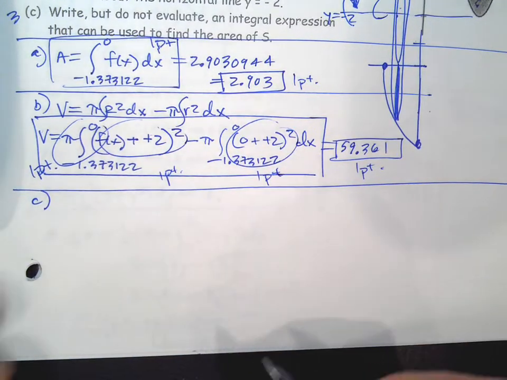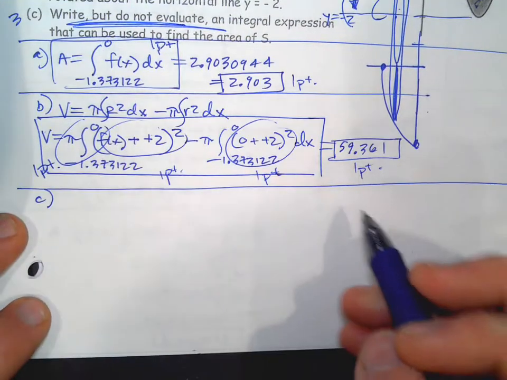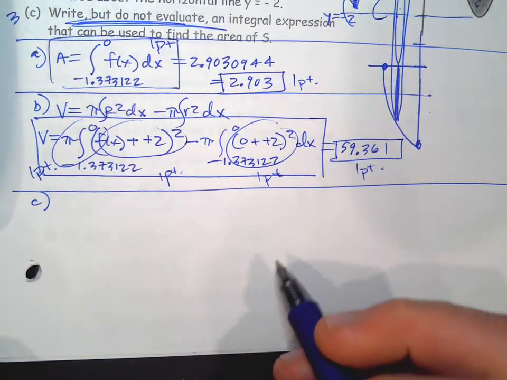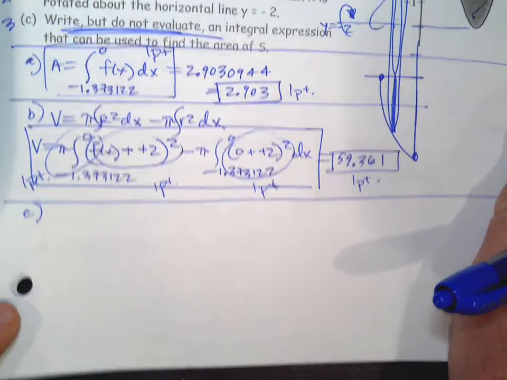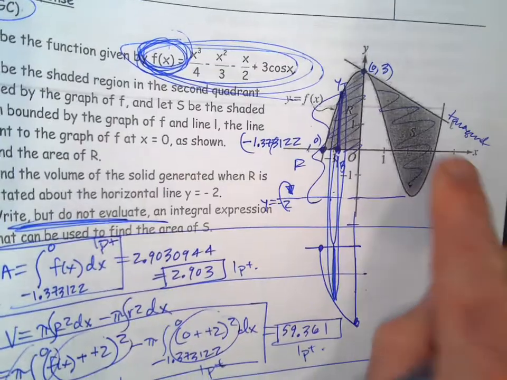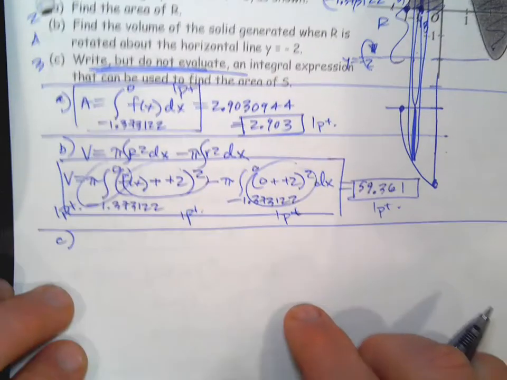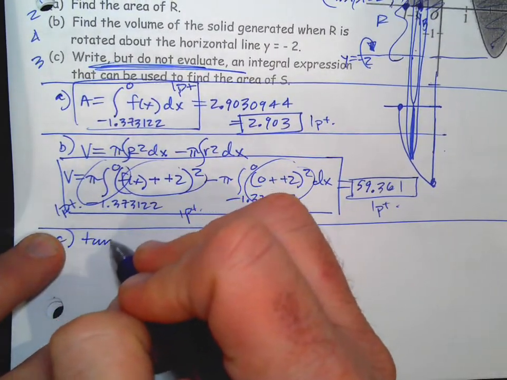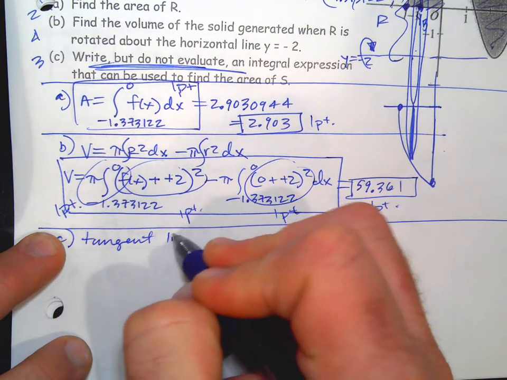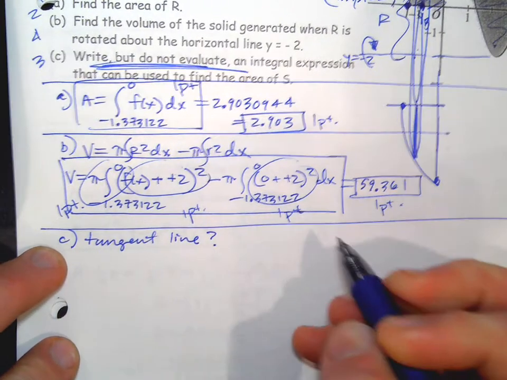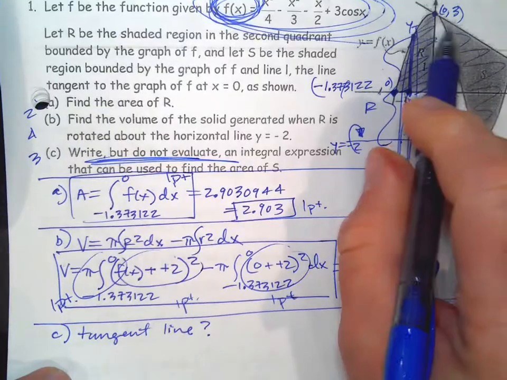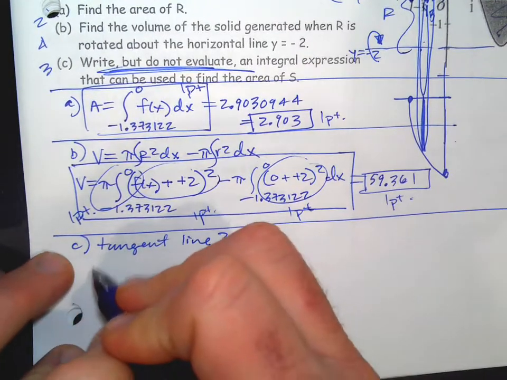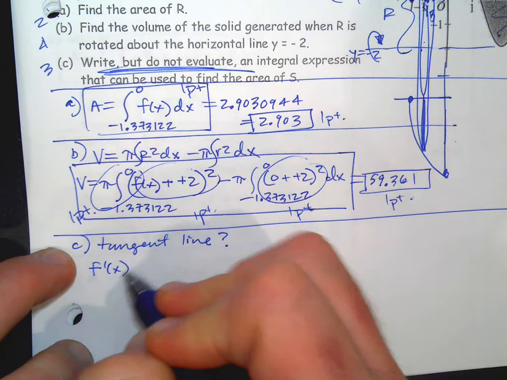C: write but do not evaluate an integral expression that can be used to find the area of S. Well, to find the area of S, we have to find the equation of this tangent line first. So you need a derivative and a point. We have a point, we actually have the y-intercept. That's easy. We just need the slope. You could use your calculator, but it might be faster to just do this by hand.